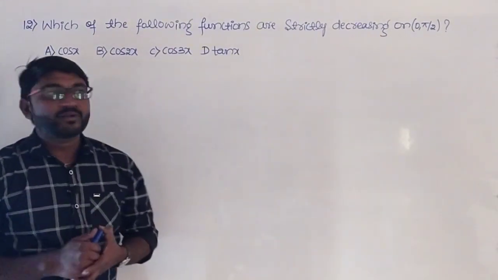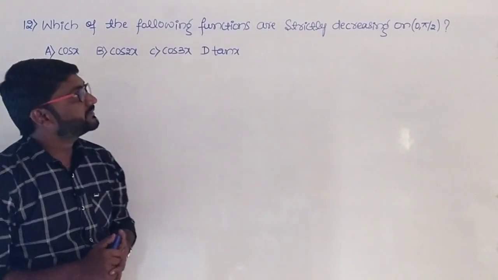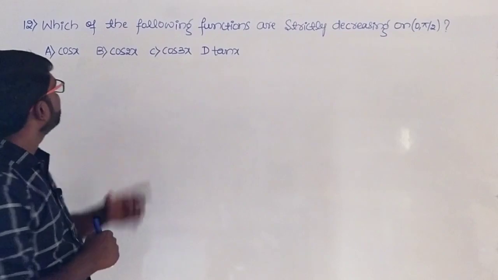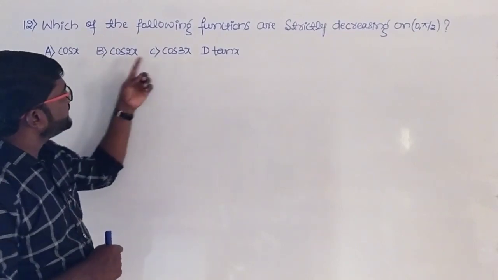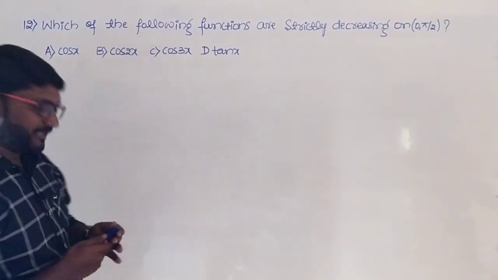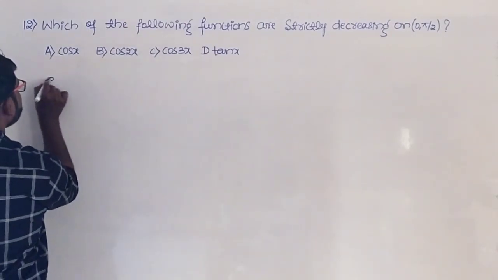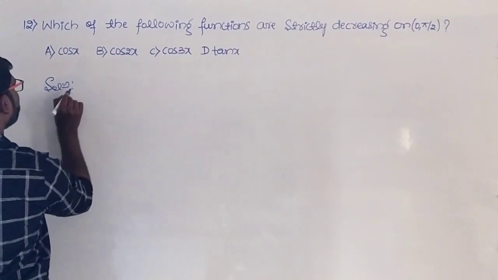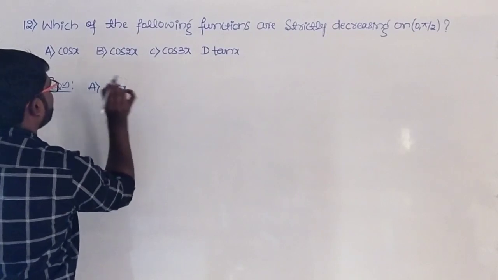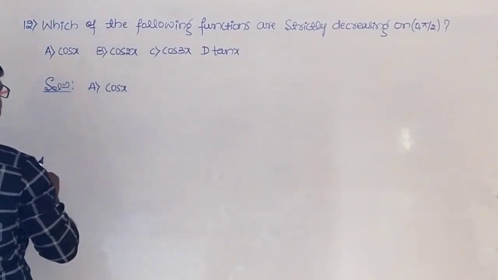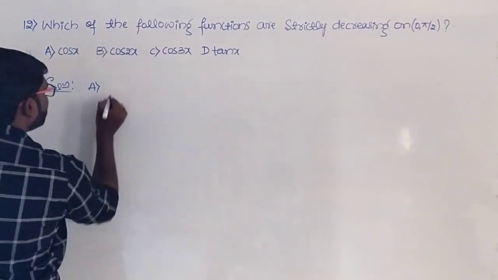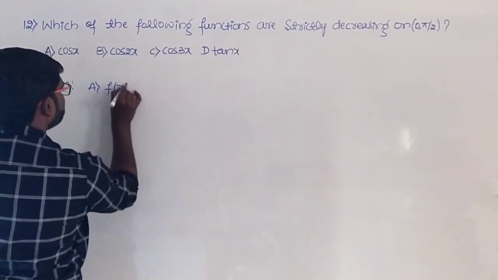Well, the 12th problem is: which of the following functions are strictly decreasing on the open interval 0 comma pi by 2? So we have cos x, cos 2x, cos 3x and tan x. Let us evaluate one by one. I'll be taking the first one, it is cos x, or else we can take this as f of x. So here f of x equals cos x.